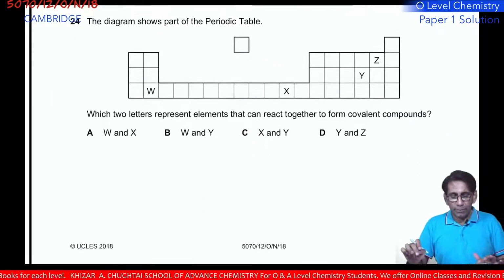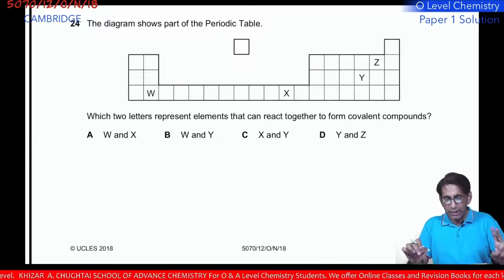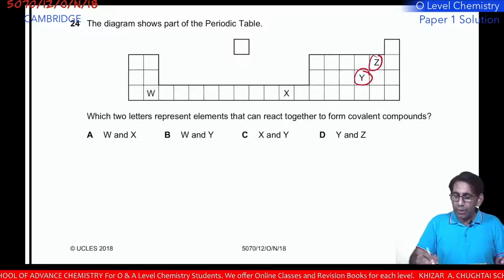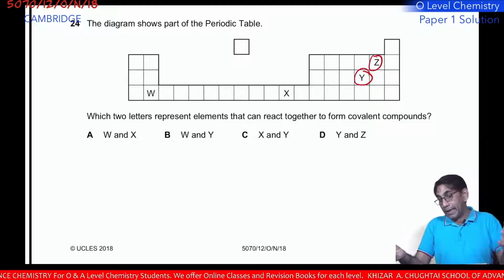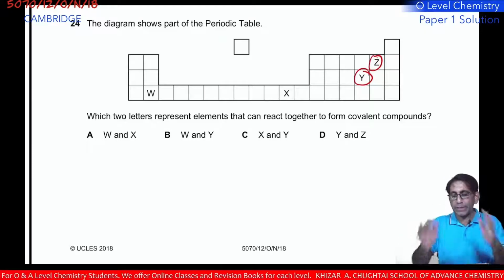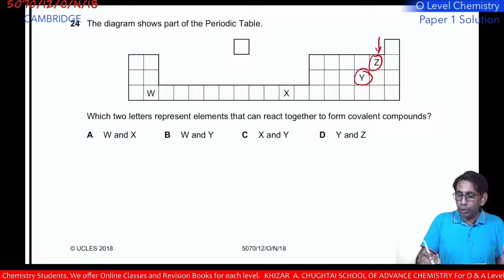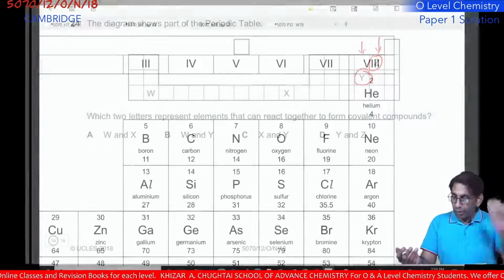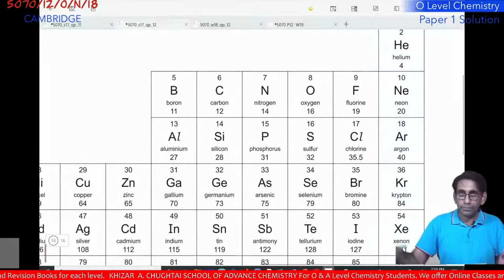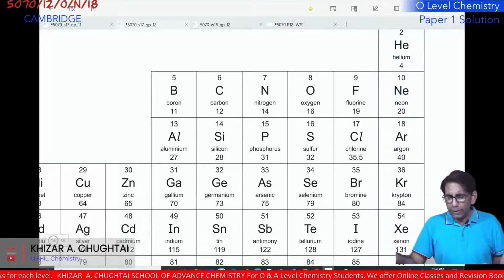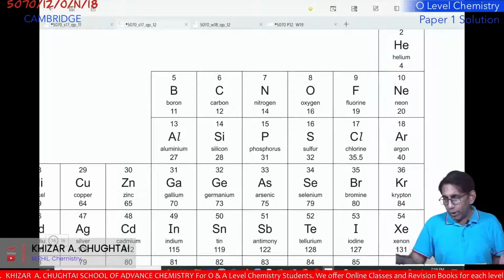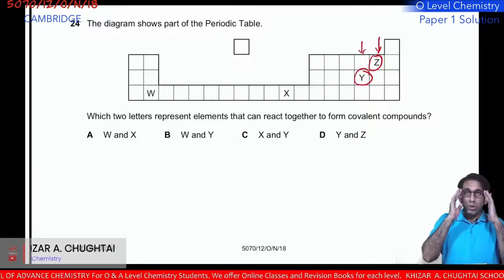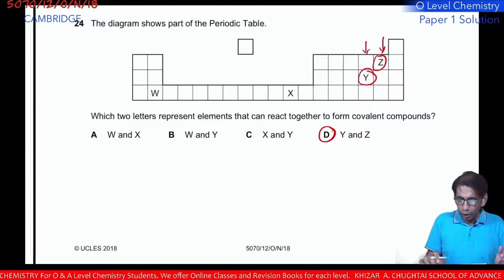Question number 24. The diagram shows part of the periodic table. Which two letters represent the elements that can react together to form a covalent compound? Covalent compounds usually form from non-metallic elements, not always, but usually. So a group 7 element and a group 6 element are both non-metals, and you can confirm it from the periodic table. One could be fluorine and the other one could be sulfur. So they can meet together to make a covalent compound. So YZ is the correct option.